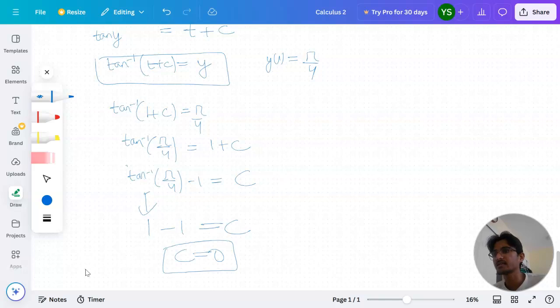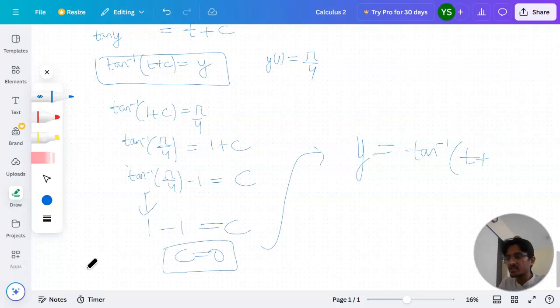Okay, so c we get as 0, and our particular solution we get y equals tan inverse of t plus c, which is going to be 0, right? So we don't even need the plus sign. Tan inverse of t. And yeah, that is our final answer, guys.